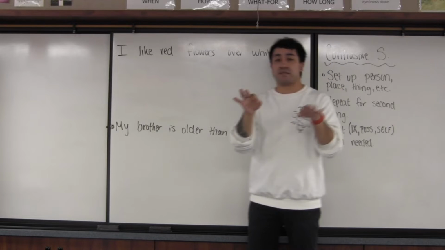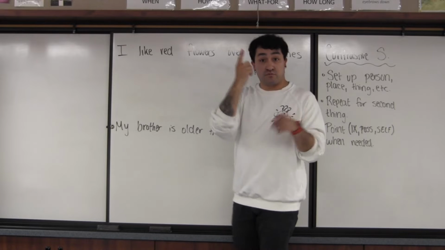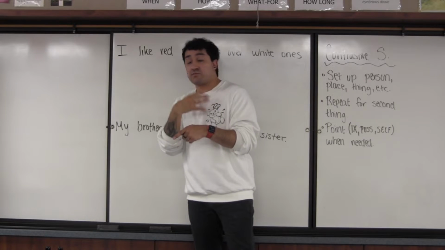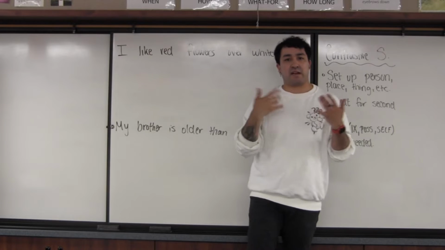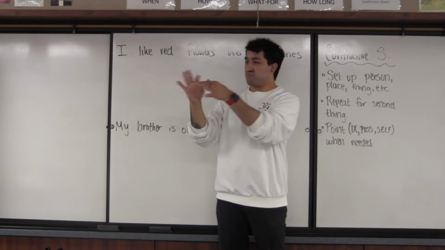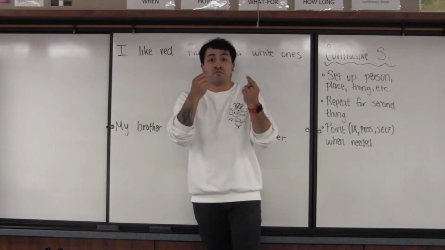How it goes. So, this one sentence: I like red flowers over white ones, and this is a comparison, right? You have two things. You have two types of flowers. You have red flowers and your white flowers, and you're comparing which one you like more. And so, we're making a comment about each one, right?